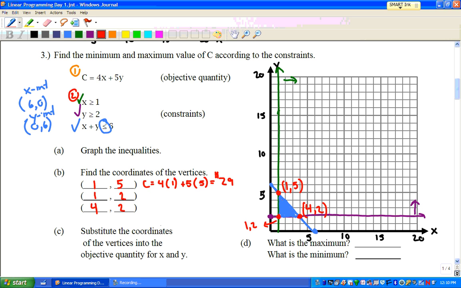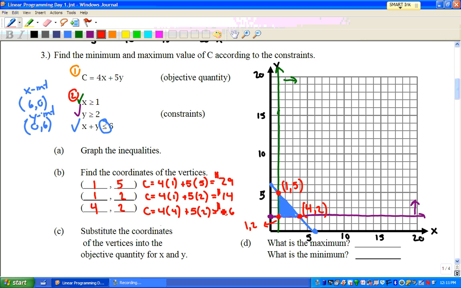Okay, let's do the same thing for my second one. 4 times 1 plus 5 times 2, because that's my x value and my y value, and 4 and 10 give me $14. And then my last one, my cost function is 4 times my x value of 4, plus 5 times my y value of 2. So I get 16 and 10, I end up with $26.